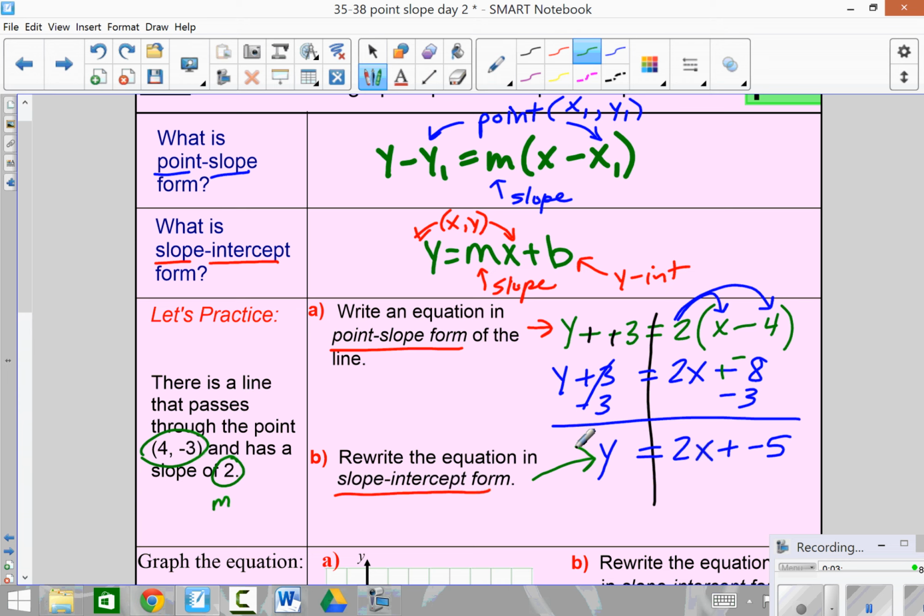Oh, why did I put a 5? Something was confusing me here. Sorry. We're going to get negative 8 minus 3, and that's actually a negative 11. So I should be able to check this. If I plug in this ordered pair (4, negative 3), if I put in a 4 for this x, it should equal negative 3 for the y. 2 times 4 is 8. 8 plus negative 11 is negative 3. So again, point-slope and slope-intercept are very much related together.